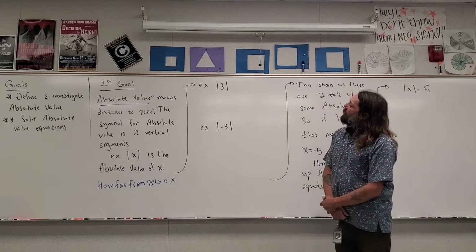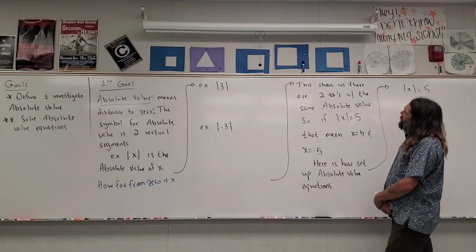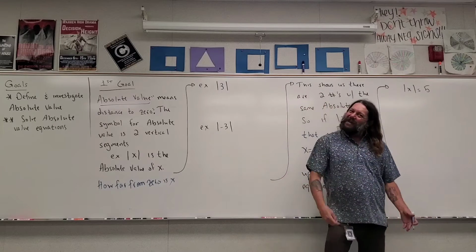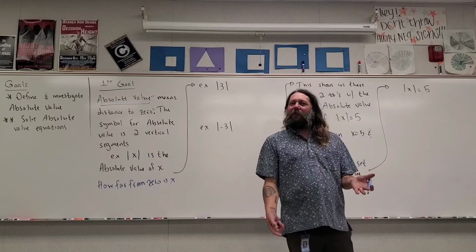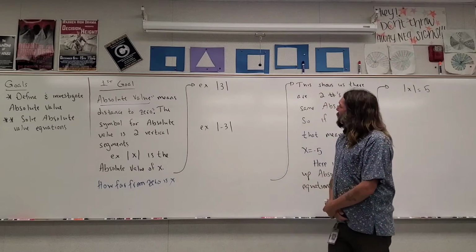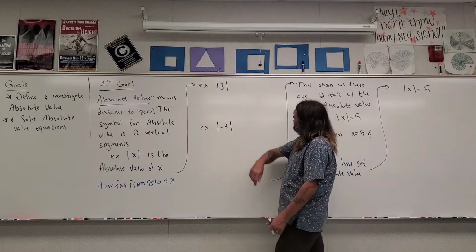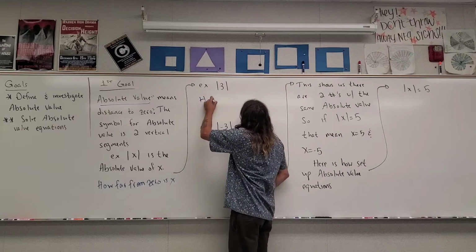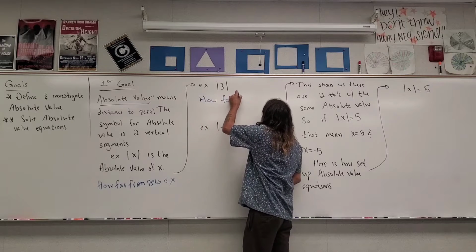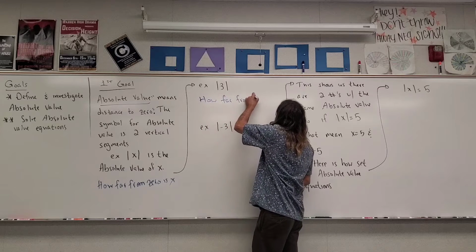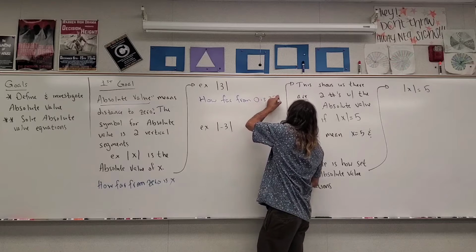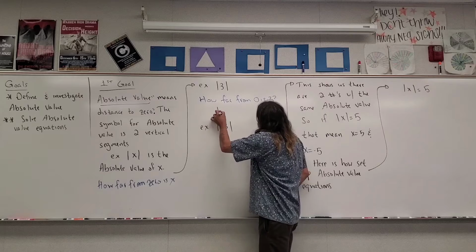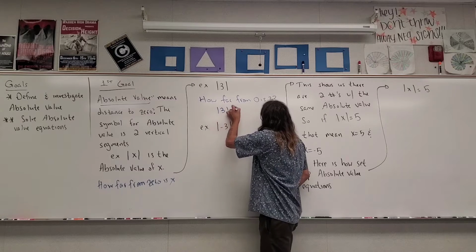So I have a couple examples on the board. I have the absolute value of 3 and the absolute value of negative 3. If I say it like that, it doesn't mean much. But if I say what it means, it makes a little bit more sense. I'm going to interpret what it means: how far from 0 is 3? Well, 3 is 3 units away from 0. So now I'm going to say the absolute value of 3 is 3.